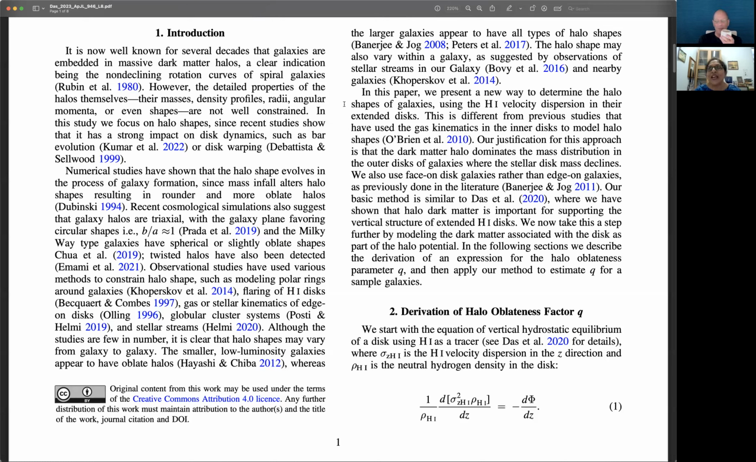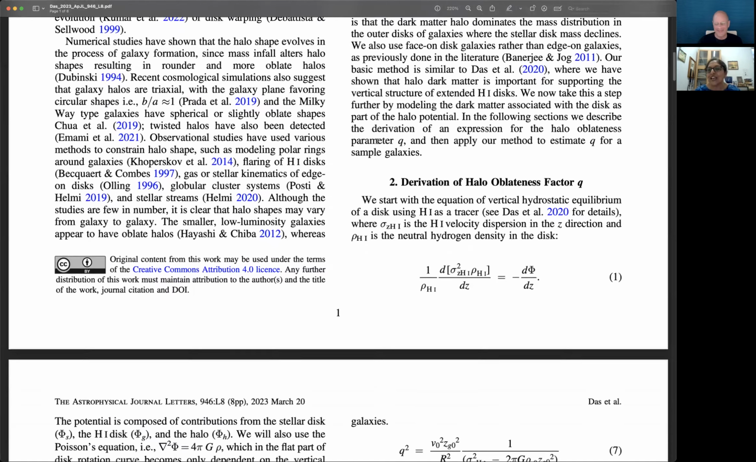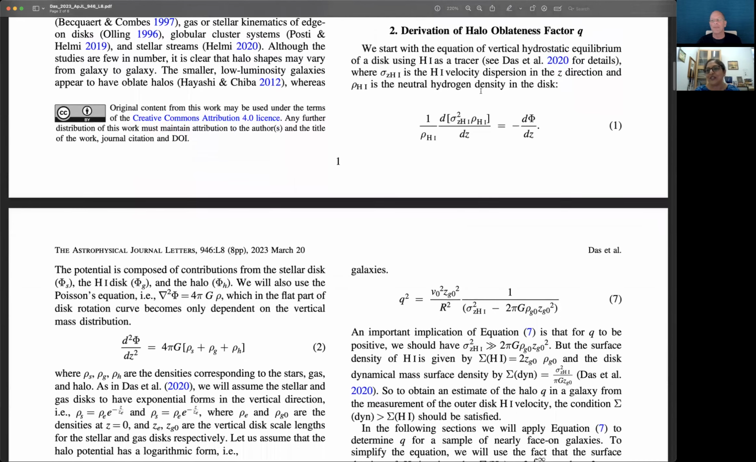If you want to look at the velocity dispersion, it's good to take a face-on galaxy. So we're looking at a face-on galaxy. And if you look at a face-on galaxy, the neutral hydrogen is actually tracing the vertical z direction velocity dispersion. So that's why the first equation, and I'm not going to show many, is the hydrostatic equilibrium equation.